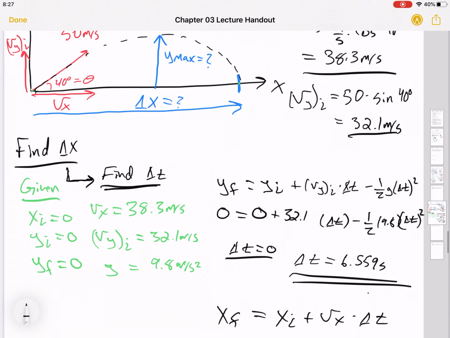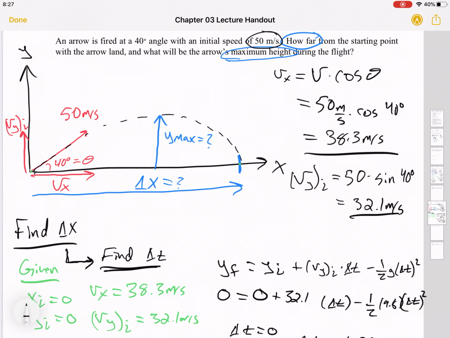So there's the first part of our problem. The second part of the problem is how high does it go? What's its maximum height during this flight? And that's a different delta t. Do you see that? Y max happens at half of the trip. And half of the trip should take half of the time.